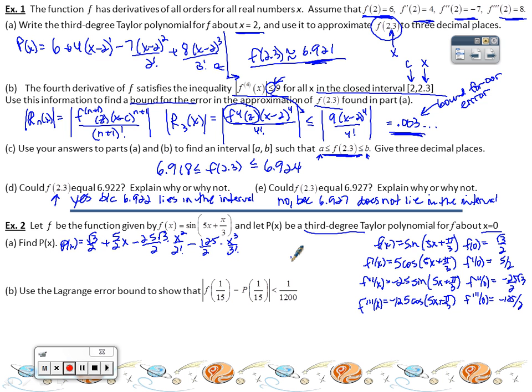So now they're asking us to use Lagrange error bound to show that the absolute value of f of 1/15 minus p of 1/15 is less than 1 over 1200. Okay, let's pull this apart and see what in the world they're asking. What does this stand for? The real function value at 1/15.